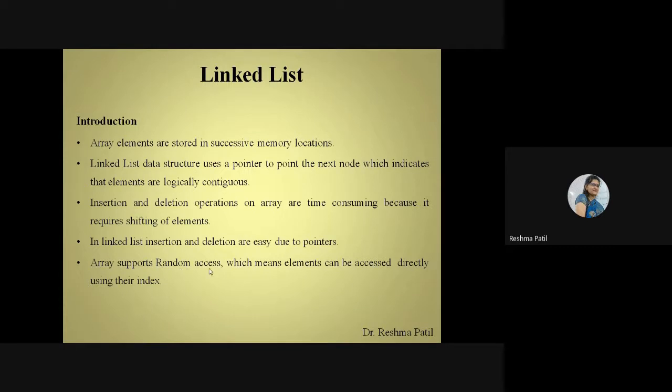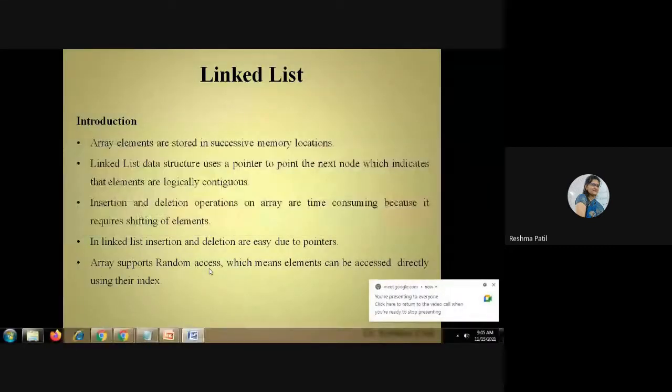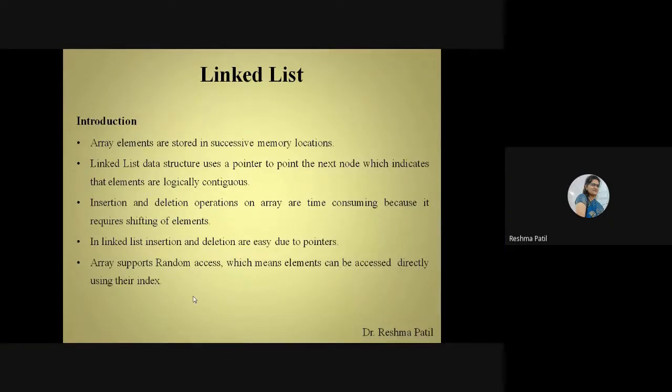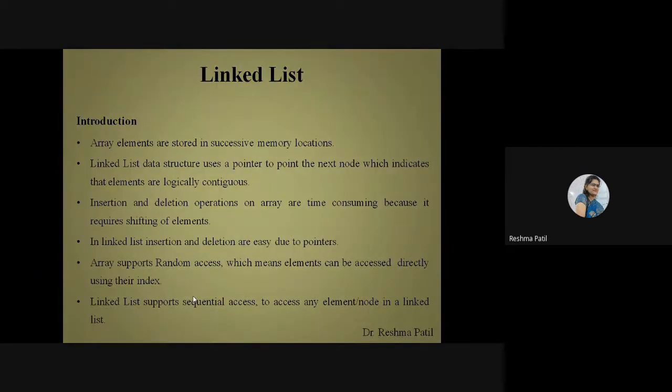Array supports random access. Random access means if I want to find a of 6, what is the value of this element, I can easily get it, because directly I can find a of 6, a of 9. Using printf you can directly write a of 9. So random access is possible in array. That is not possible in linked list. In a linked list we have to go sequentially.